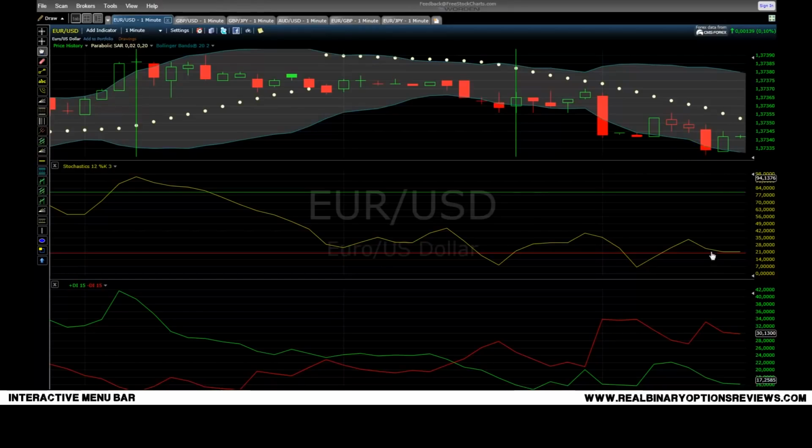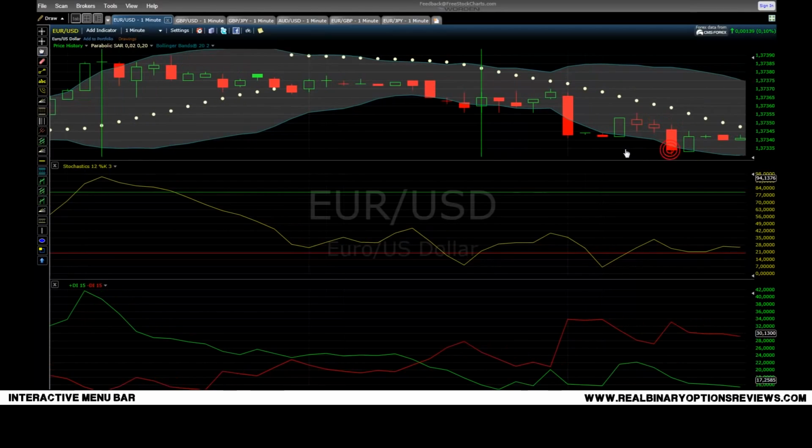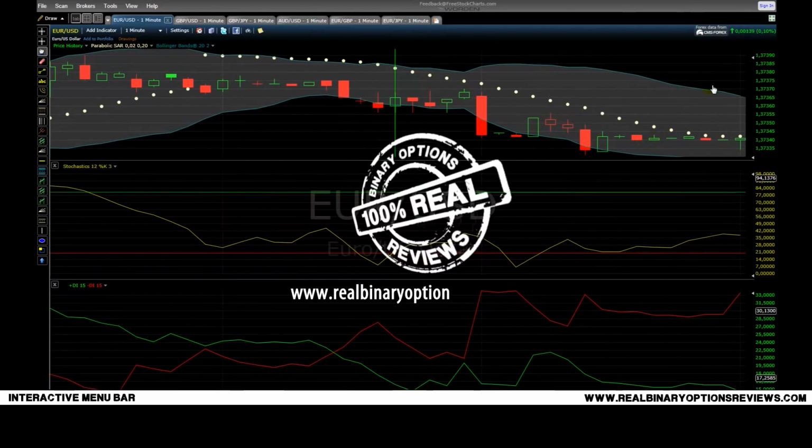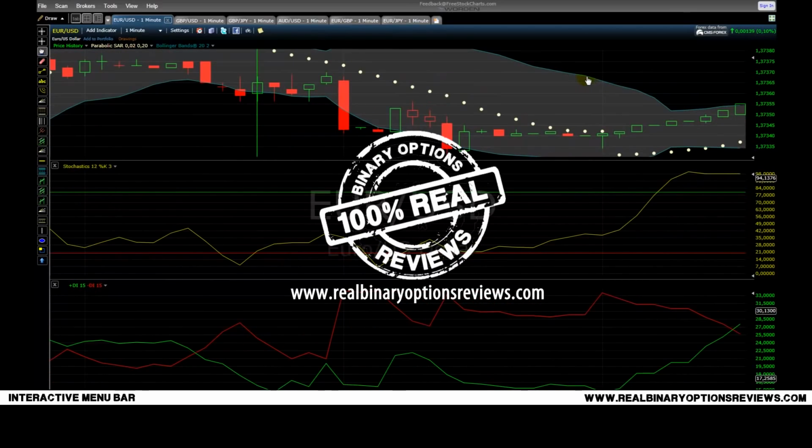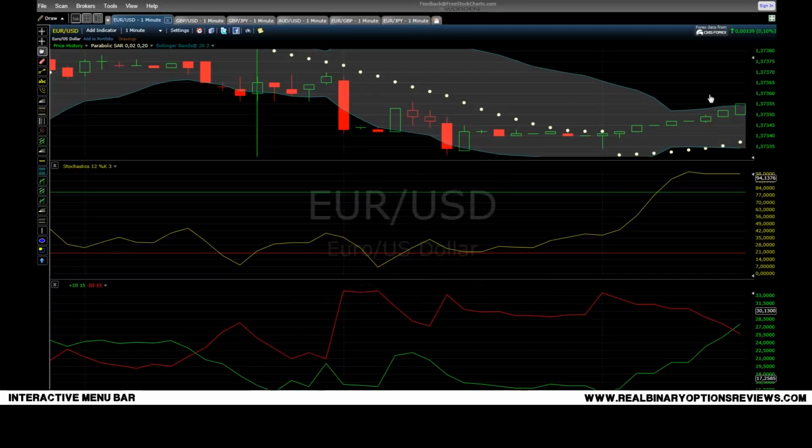And here again, I see that the stochastic is not below the level 20, so I'm not entering here, even if this would be again the winning trade. But I just want to show you the rules. Really, if you follow these rules, in the long term you're going to be making quite some profit with binary options trading. So, okay, so we have a closure of a green candle here.